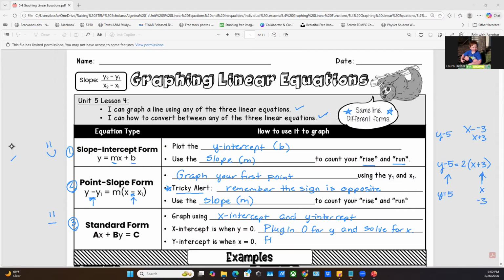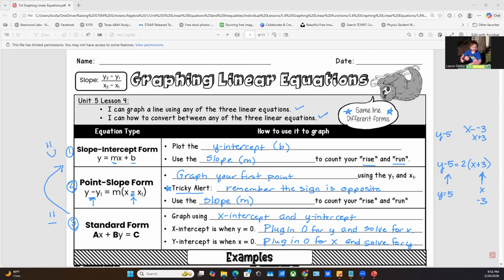Made a little mistake there. We're going to plug in 0 for x and solve for y. Now, your teacher will probably expect that you can find your x-intercept and your y-intercept, but I can tell you a little trick. If the standard form ever gets sticky and you have a hard time graphing from it, you can convert it to slope-intercept, and it's much easier to graph.